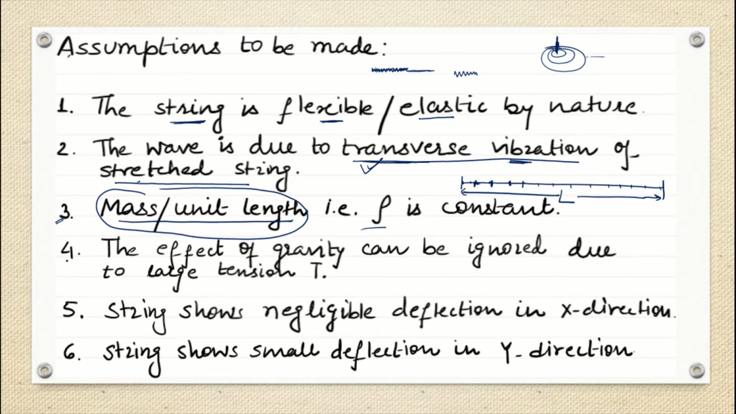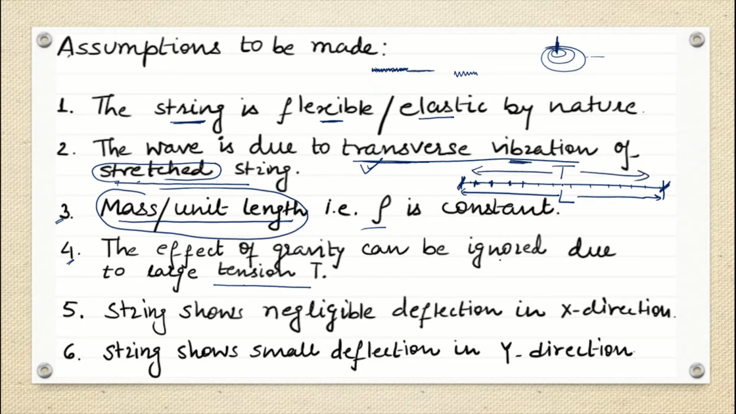Now we are going to consider the fourth assumption. Here it says that the effect of gravity can be ignored due to large tension in it. We know that the string is stretched, fine? That means the string is showing tension. The tension is high in the string, and of course the gravitational force will be present whether you are plucking the string in the horizontal direction or vertical direction, whichever way you are keeping your guitar. Gravitational force will be present, but we are ignoring it because the string we are considering for our experiment will have large tension in it.